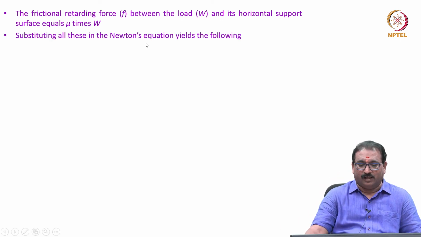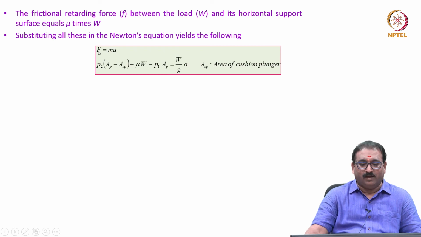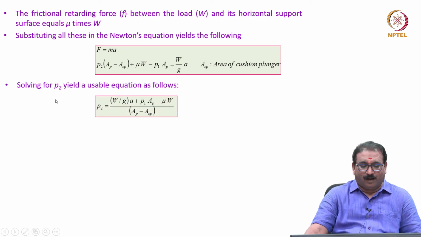Substituting all into Newton's equation F equal to m into A, F is the total force. What is that? P2 into (Ap minus Acp) plus mu W minus P1 into Ap equal to W by g into A. Now, solving for P2 yields the usable equation as P2 equal to (W by g into A plus P1 Ap minus mu W) divided by (Ap minus Acp). You will get it from rearranging the equations.